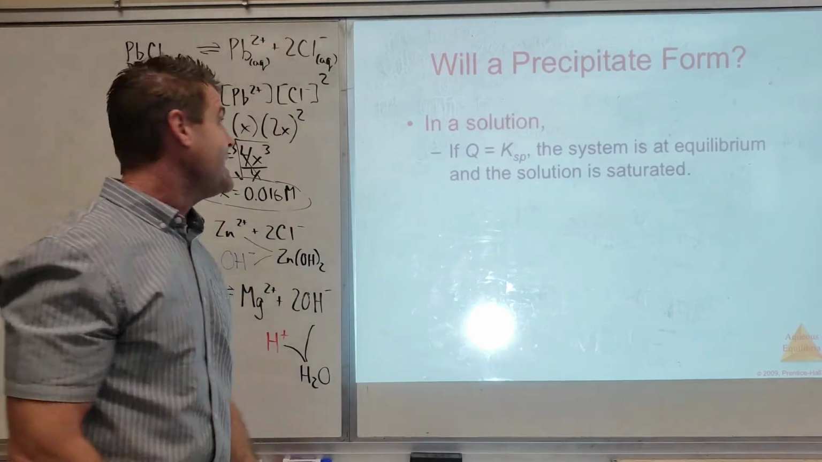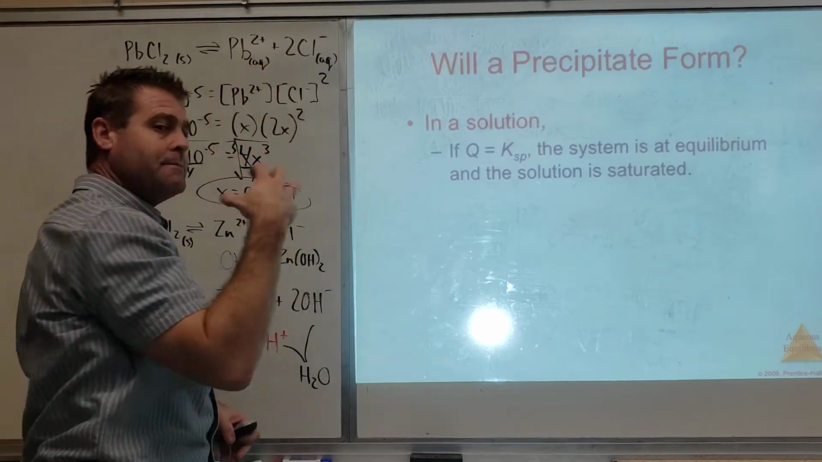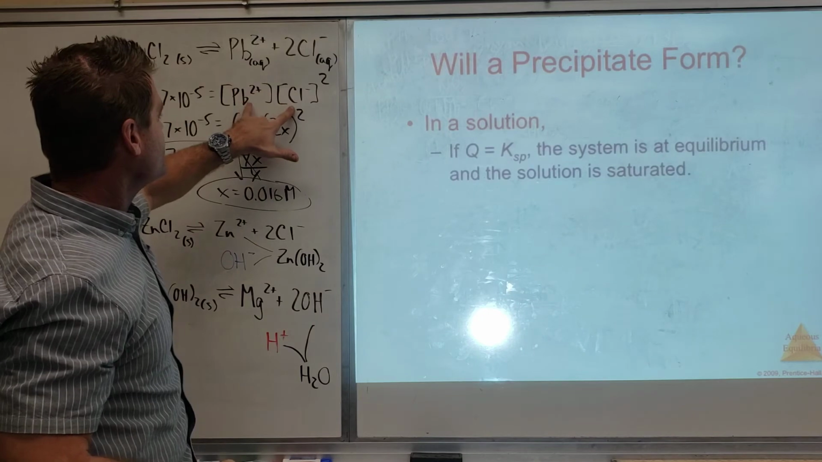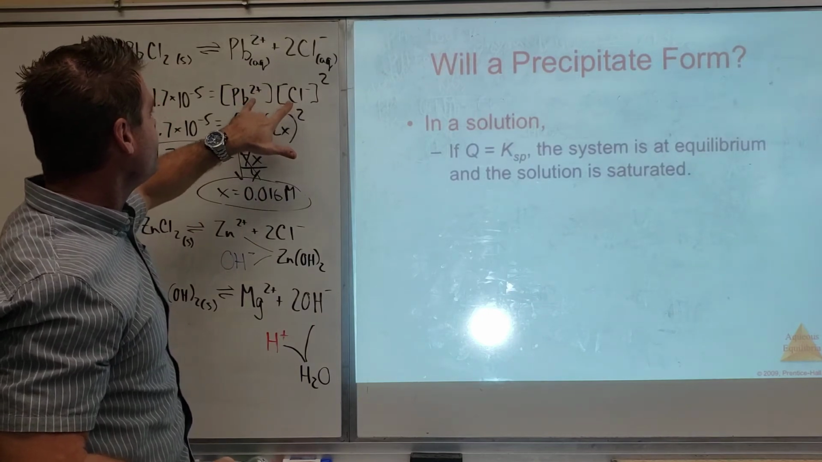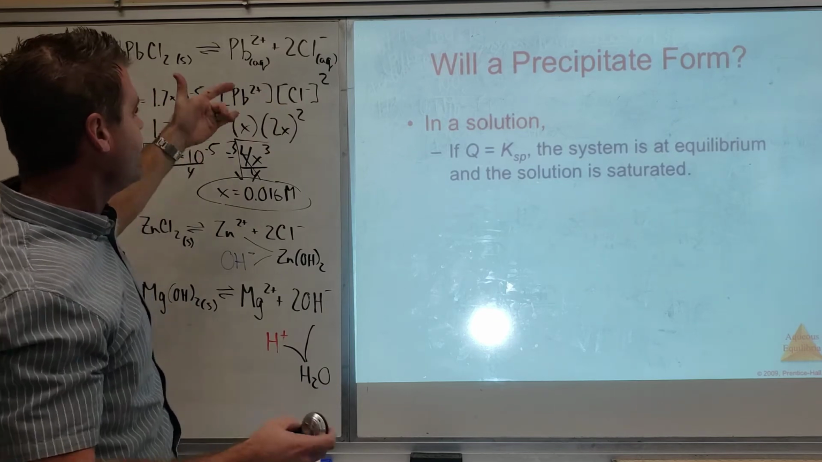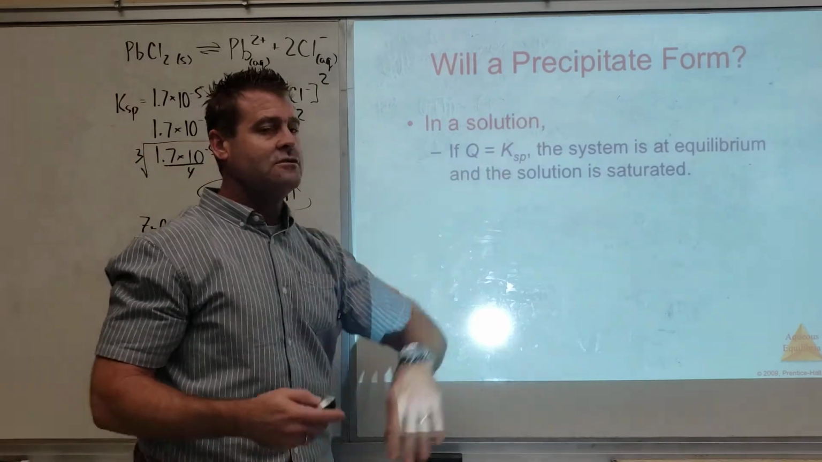You guys remember what we mean by saturated? When you take a salt and you put it in water, once you've reached the point at which the maximum amount is dissolved, which would be determined by the concentration of these. So if we take the concentration of these according to the equilibrium expression and it's equal to the Ksp, then our Q value is equal to Ksp. It indicates the maximum amount is dissolved, our solution is saturated.